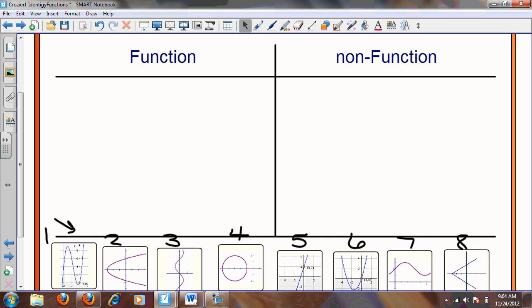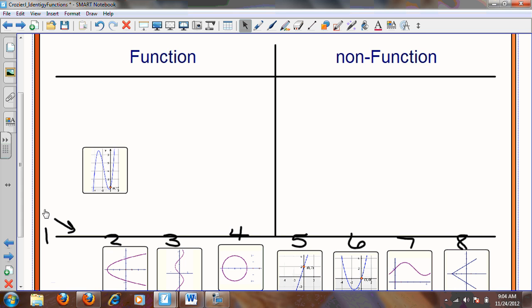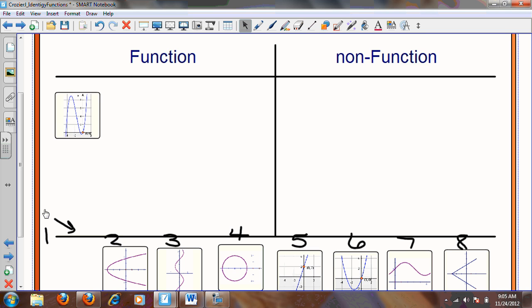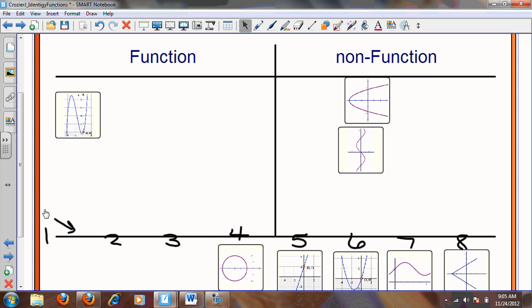Okay, graph number 1, function or non-function? Agree, I think it is a function. Graph number 2, right away, non-function I'm hearing. Graph number 3, Max thinks it's non-function. Clayton agrees. Graph number 4, you think it is a non-function, according to Eli.